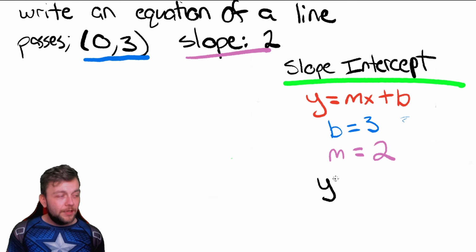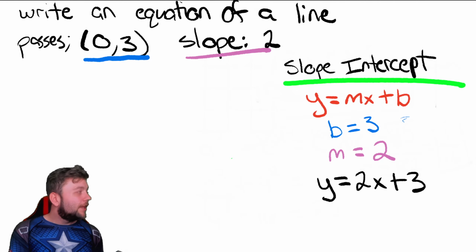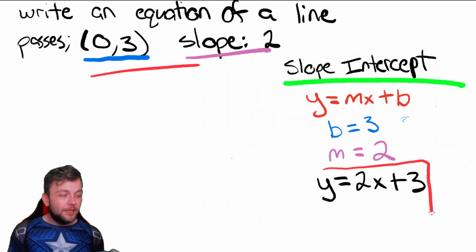So y equals 2x plus 3. That is our equation of the line that passes through this. This is what describes it.